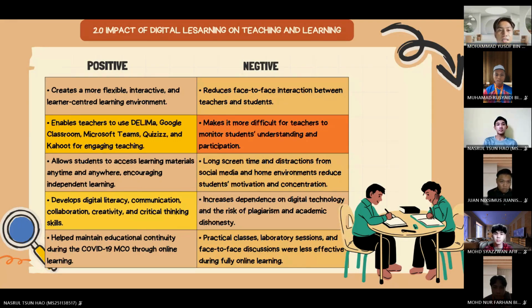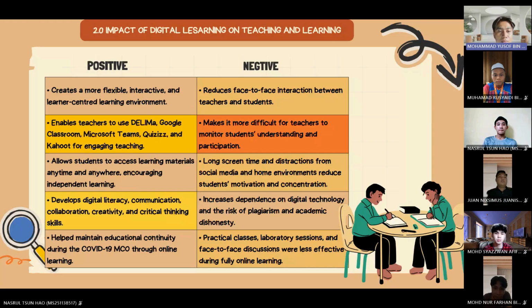First, it reduces face-to-face interaction between teachers and students, which may affect communication and relationships. Secondly, it is more difficult for teachers to monitor student understanding and participation, especially during online classes. Thirdly, long screen time and distraction from social media or the home environment can reduce student motivation and concentration.